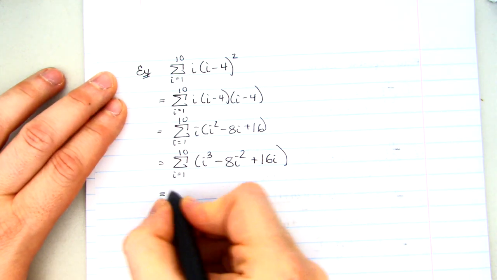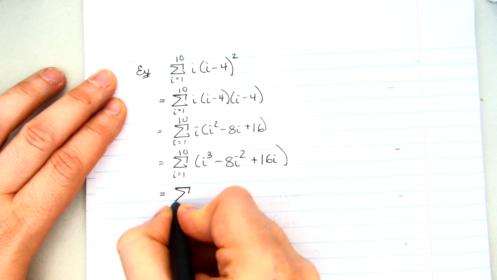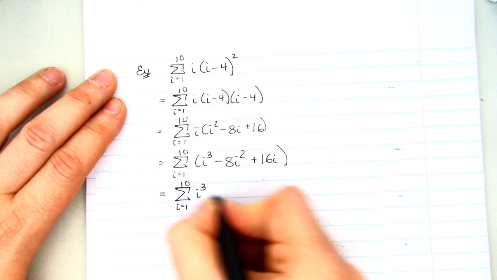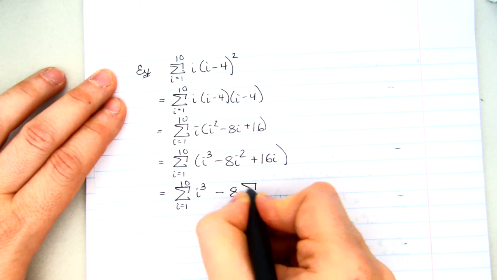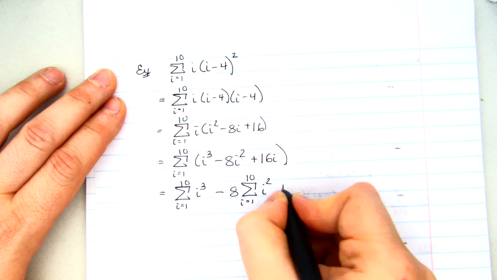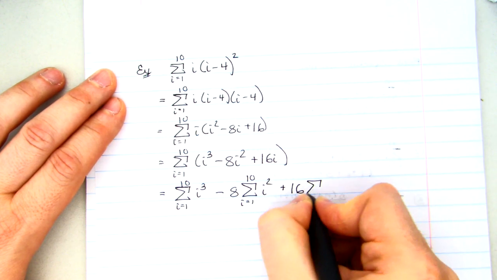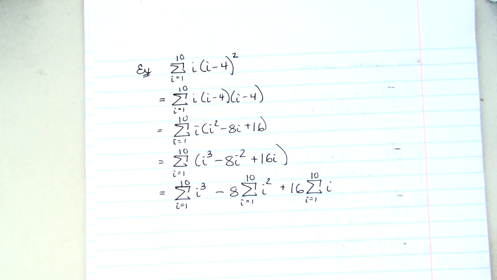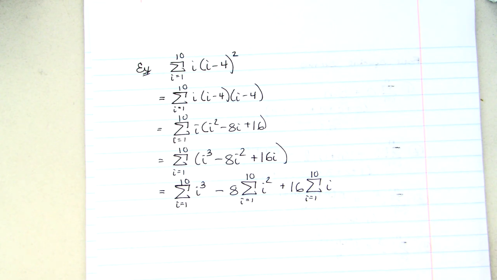The rest of this now is just a matter of using the properties and then using our sums. The sum as i goes from 1 to 10 of i cubed, minus 8 times the sum as i goes from 1 to 10 of i squared, plus 16 times the sum as i goes from 1 to 10 of i. Then you'd use your formulas, you'd add up your answers. And I think we're going to stop there.